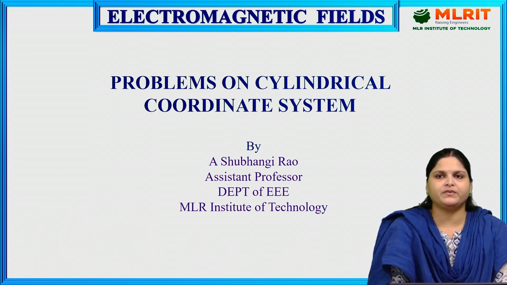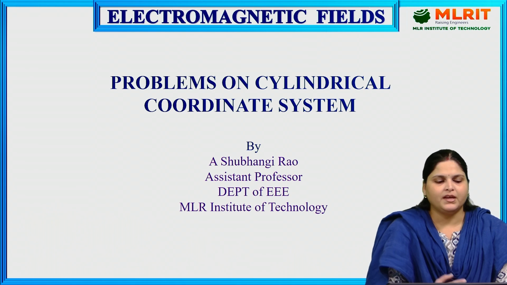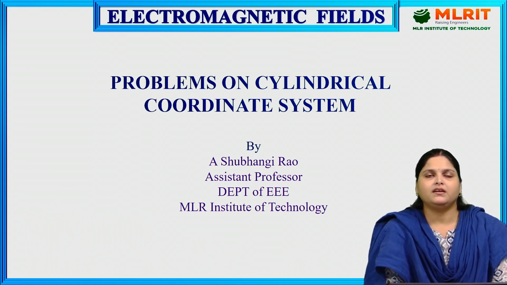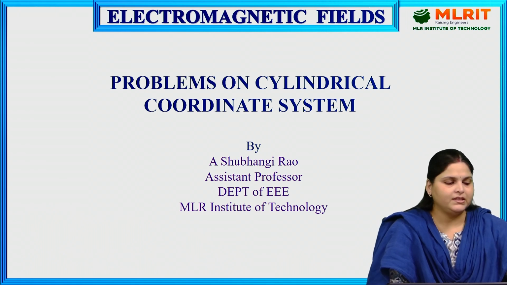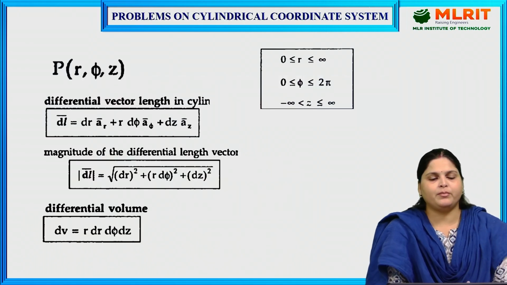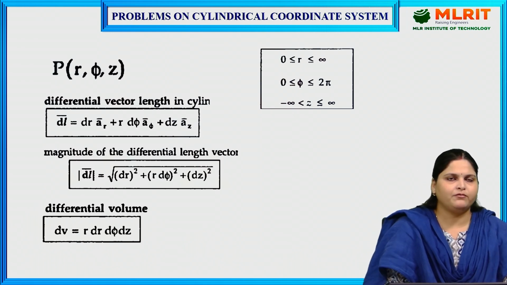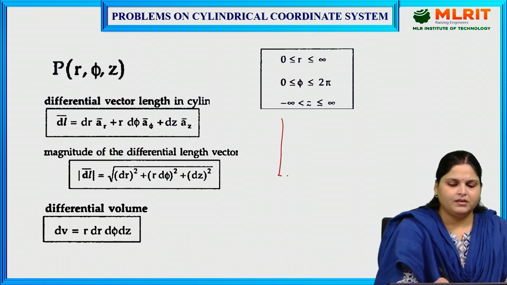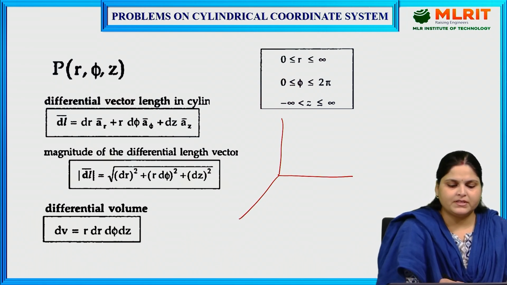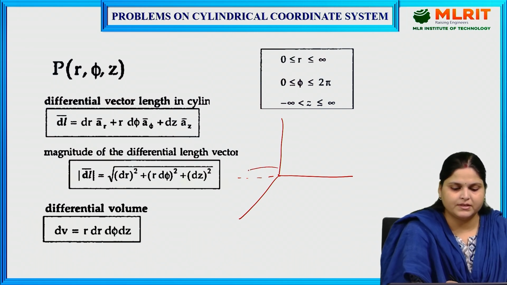Today, we are going to discuss some problems on cylindrical coordinate system. In the previous session, we had discussed the problems on rectangular coordinate system, right? Hope that was clear. Today, we'll discuss some problems on cylindrical coordinate system. So let us just revise the formulas of cylindrical coordinate system, right? For details, you can go through the previous lectures discussed here.